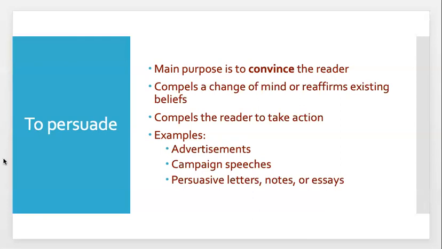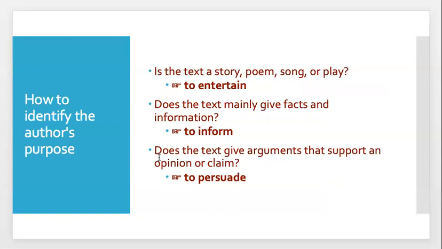All right, so how will you know which purpose the author is intending? Well, ask yourself, is the text a story or a poem or a song or a play? Then it's for entertainment, even though it might have other elements. It might have some of these other elements, but its main primary purpose is to entertain.